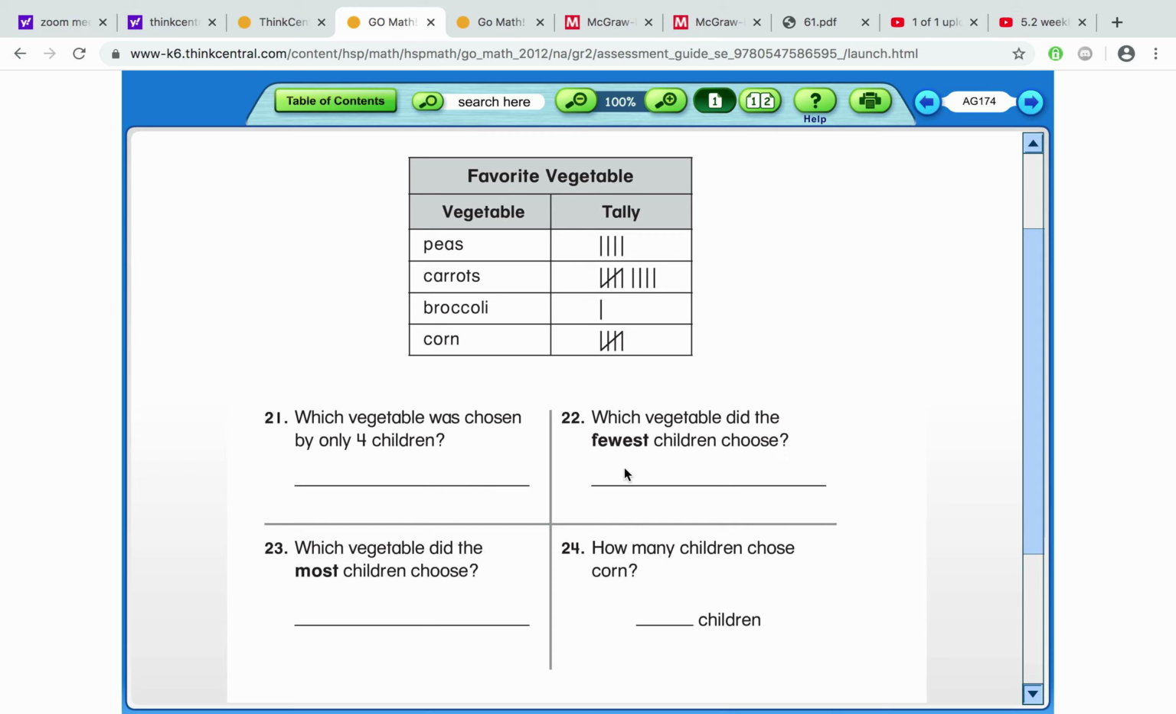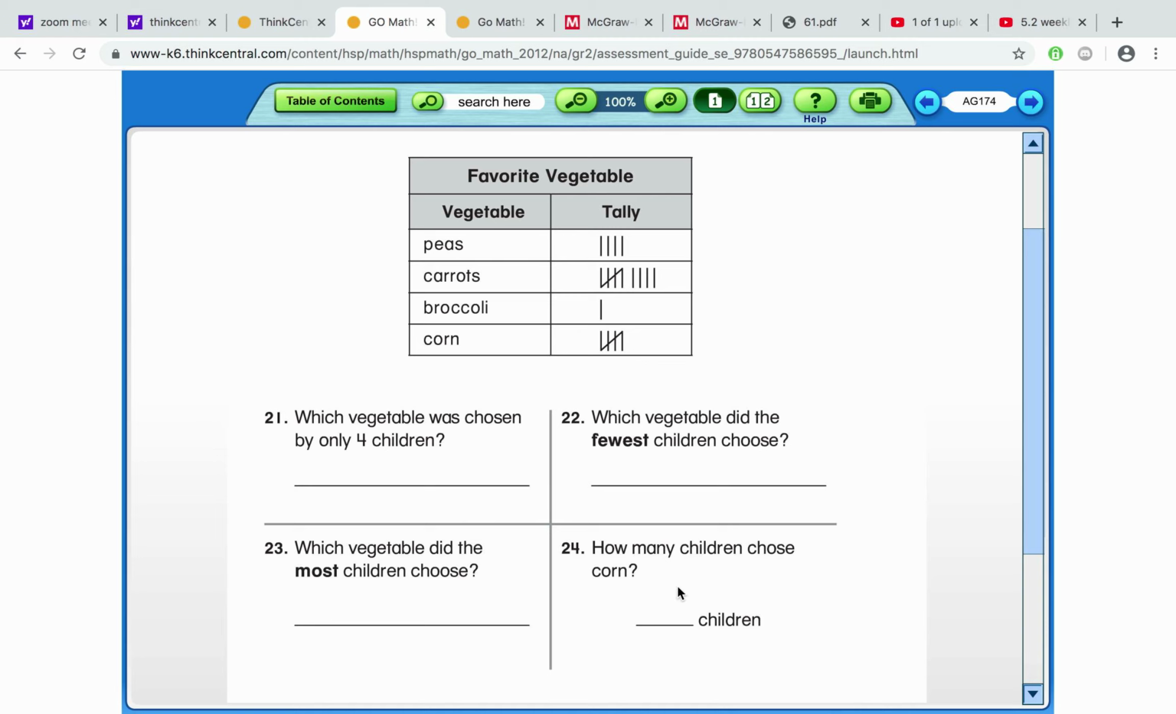Which vegetable did the fewest children choose? So again, your answer is going to be a vegetable with the choice that has the smallest amount or the fewest amount of tallies. 23, which vegetable did the most children choose? So again, it's going to be a vegetable, and you got to look at the information here, the tallies, which one has the biggest amount, the most.